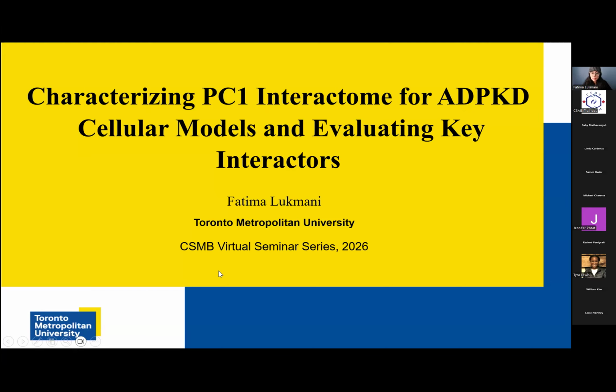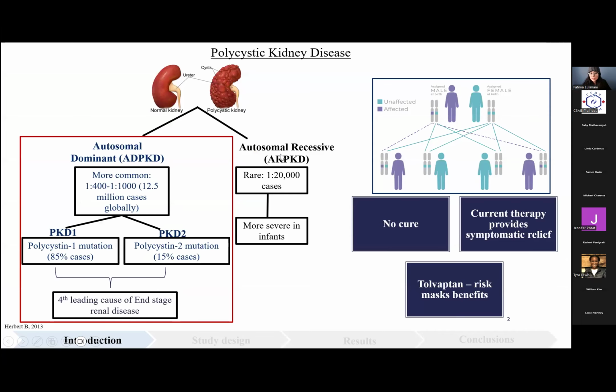Today I'll be talking about my project on a protein called polycystin 1 and how it's implicated in a disease called ADPKD. ADPKD is one of the two types of polycystic kidney disease, in which you see the progressive development of cysts on the kidneys. ADPKD is the dominant type, which is also relatively more common between the two. It's generally an adult onset disease with a prevalence rate of 1:400 to 1:1000.